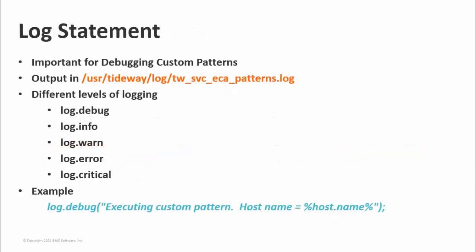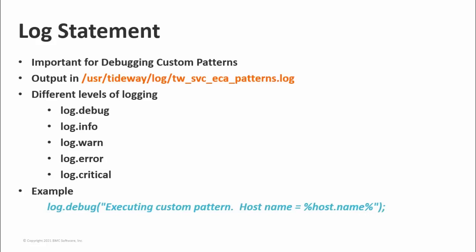Logging is important for writing custom patterns. If your pattern isn't doing what you expected it to do, then you can add more log statements and analyze the log output. Logging for discovery patterns will be found in the user tideway log twsvc patterns.log file. Or if you use run pattern to test your pattern, then the output is right there on the screen in the UI.